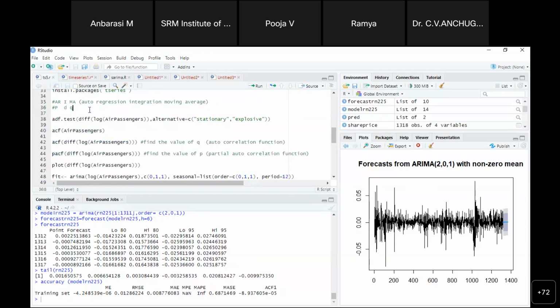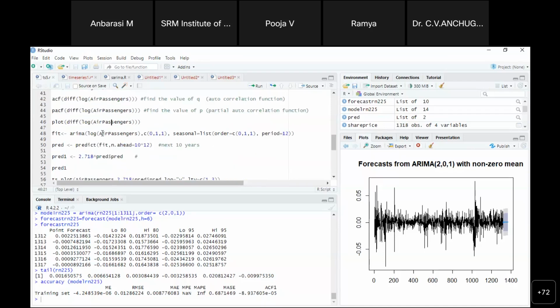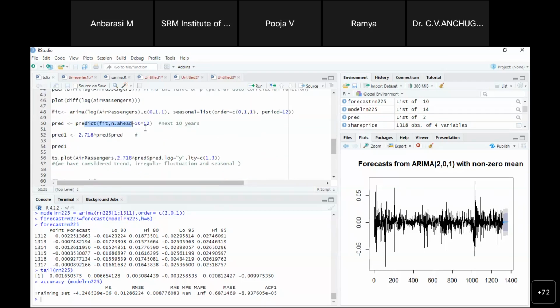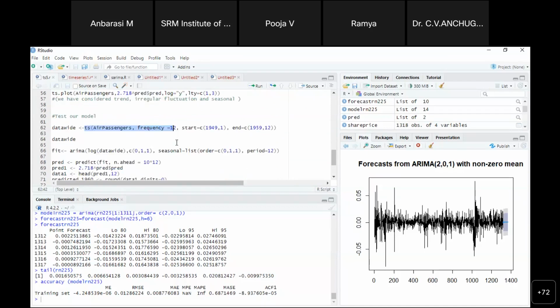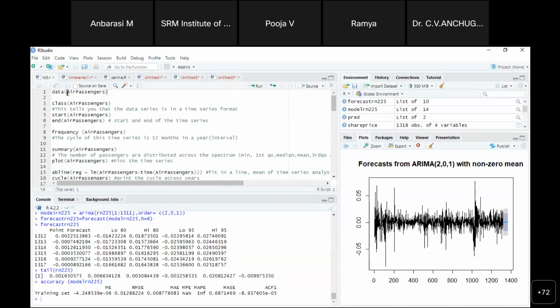If you want, you can go for the auto.arima function. If you give the data set, the p value, q value and d value will be calculated automatically. But if you want, you can find them in this way also, and then you can plot the values. You can create a model, and then predict with the model. For the next 10 years we can predict it. And then, if you want, you can test the model also, based on this. If you want, I can execute it and show it to you.